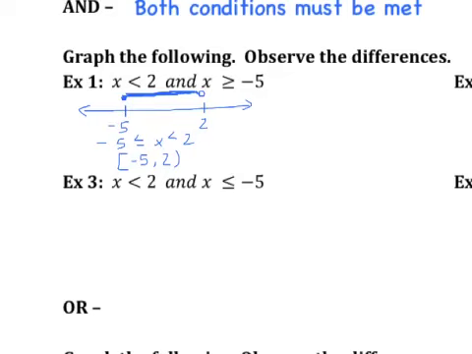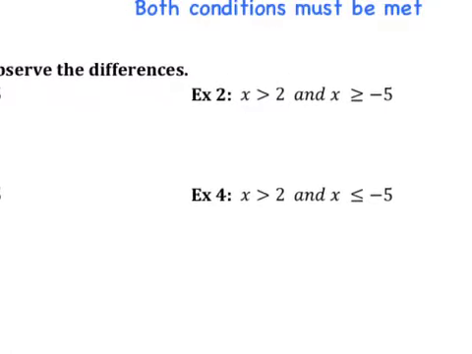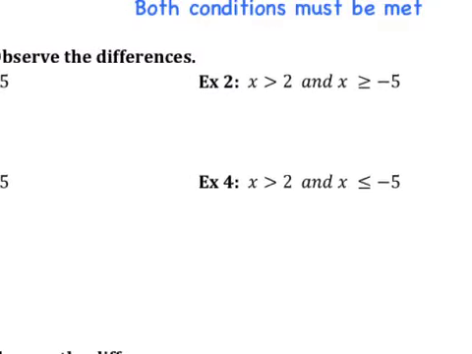Now let's try another one. We're going to be changing the direction of the inequalities and see what happens here. So for example 2, we are going to put a number line down again and mark our two numbers. They're the same two numbers. A solid dot over negative 5 and open over 2. So this time it says x greater than 2. So we're going this direction.